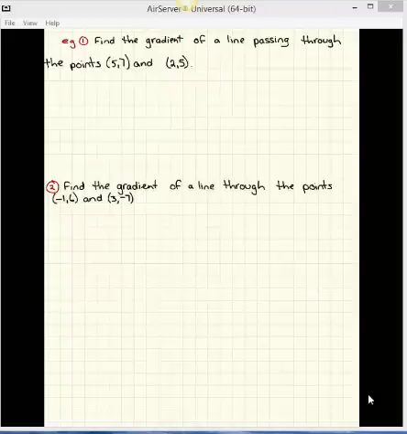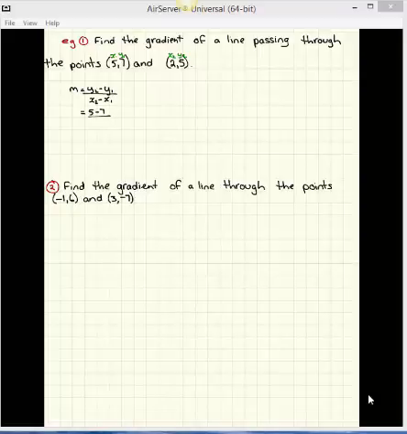So here are some examples. We want to find the gradient of a line that passes through the points 5, 7 and 2, 5. Just as before, you're going to decide on your x1, y1 and x2, y2. And again, it doesn't matter which one's which, as long as you stick to the same one, so 5 and 7 are both number 1, not one of them being 1 and one of them being 2, because then everything will go wrong. Start with your formula, substitute in. So y2 minus y1 means that we have 5 minus 7. And x2 minus x1 means we have 2 minus 5.